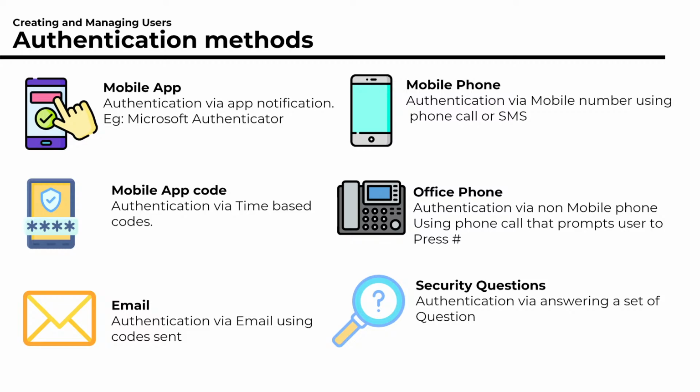Or else we can authenticate through the office phones as well. We have VoIP phones, like voice over IP phones, so we can configure the authentication methods through the VoIP phones as well. Whenever we are trying to log in to the application, we will get a call to the office phone or the VoIP phone. Once we lift the call, we can just press the hash key, and we can authenticate into the application.